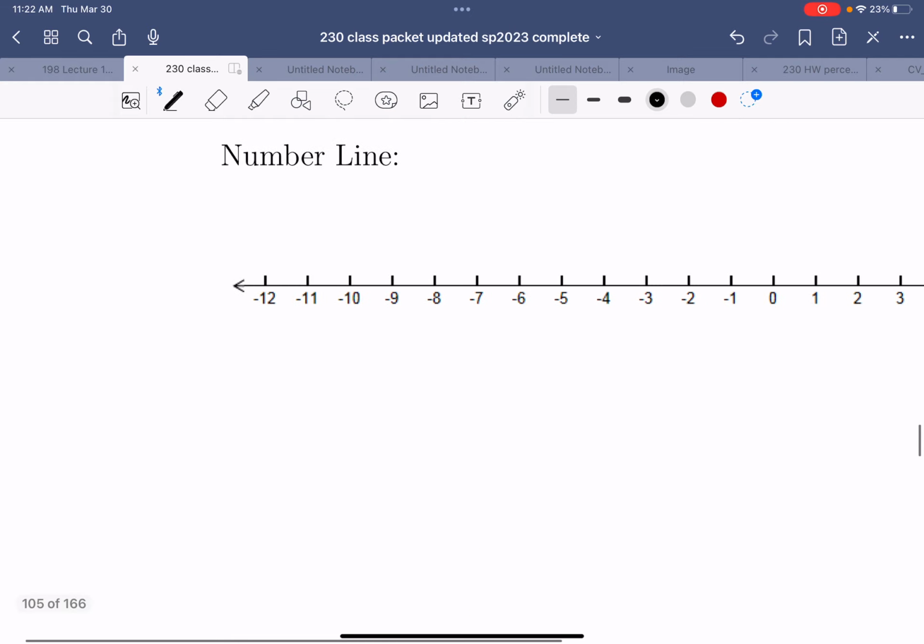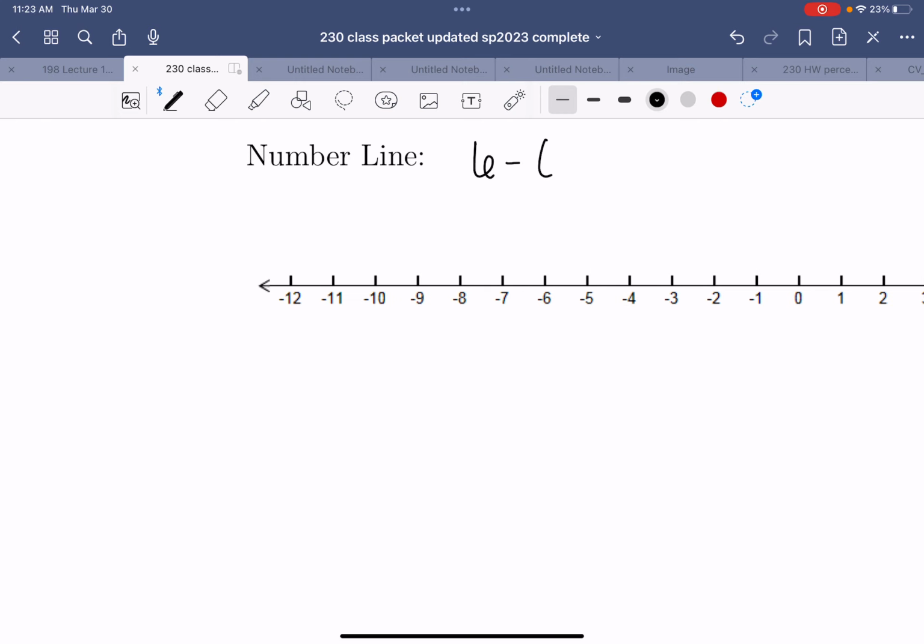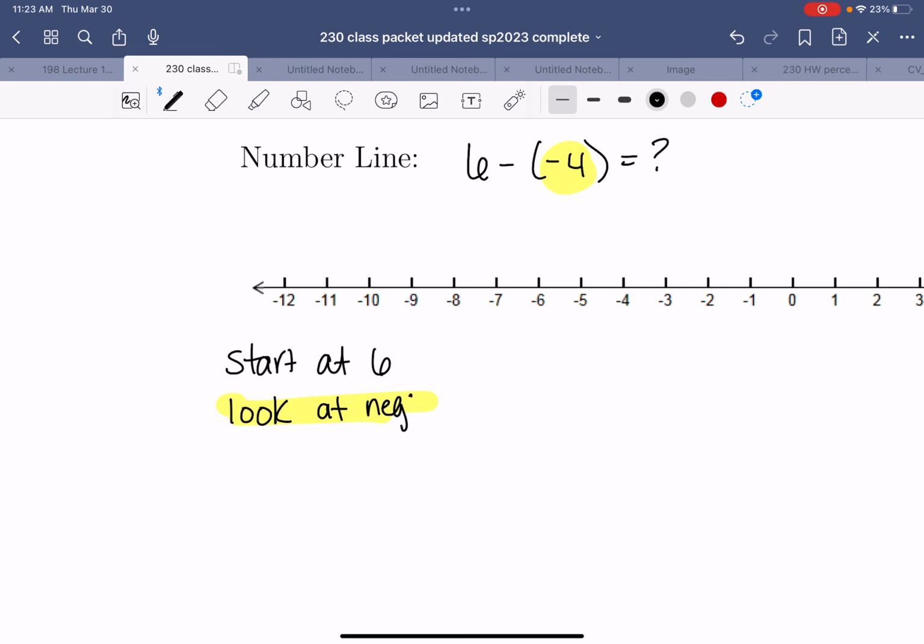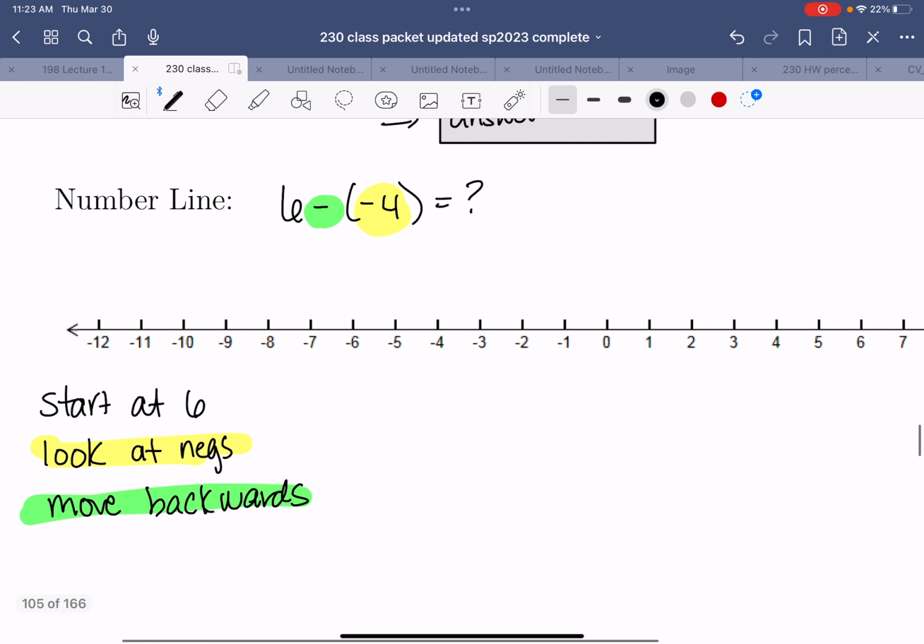Number line, this is going to go the same way, only instead of moving forwards, we're moving backwards. So we've got 6 minus -4 here. We're going to start at the first number, so start at 6. We are going to look in the direction of the second integer. So this is -4, which means we're going to look at the negatives. Subtraction means that we're going to move backwards this time. So this subtraction right here tells me that I'm going to move backwards. So let's do it. Let's start at 6.